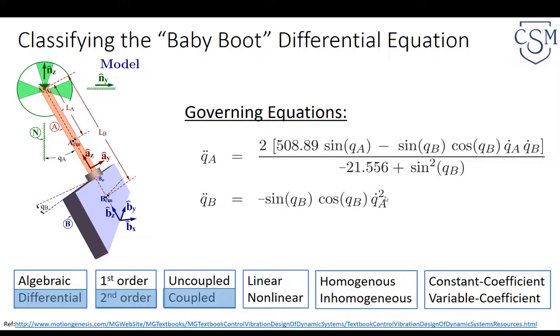And we see here that this first derivative is squared. So the first derivative of QA. We also have a cosine of QB. There are a lot of nonlinear terms here, so this is a nonlinear differential equation. We can say it's homogeneous if all of the terms include the dependent variables. And in fact, we see there are no terms that have just the independent variable. Therefore, this set of equations is homogeneous. And furthermore, we can say that it is constant coefficients because none of these coefficients vary with respect to time.